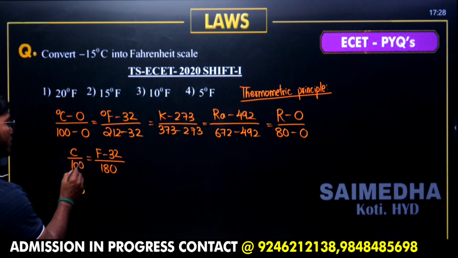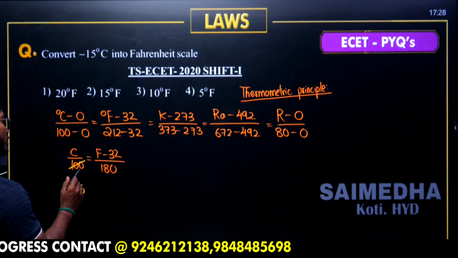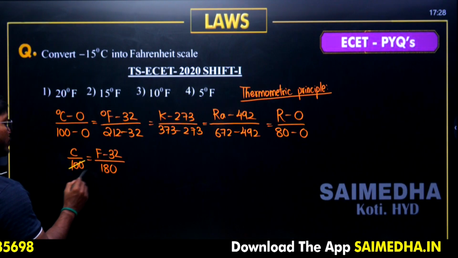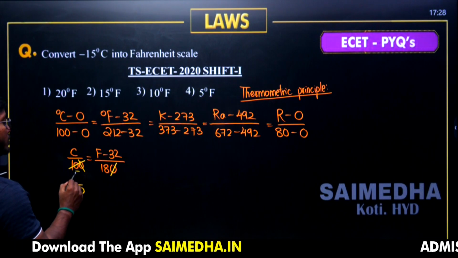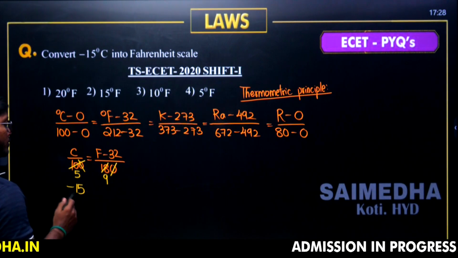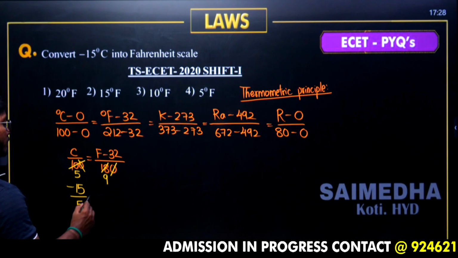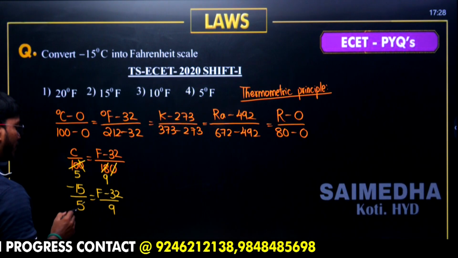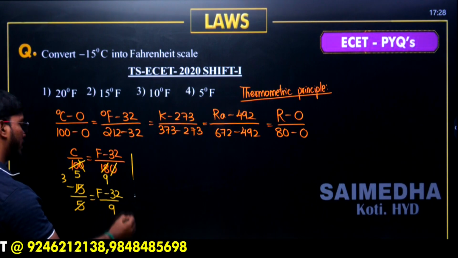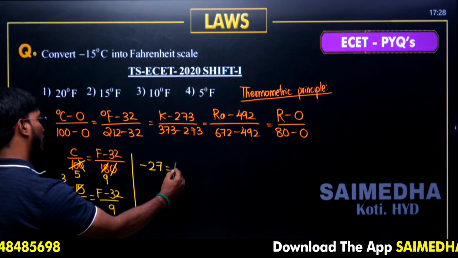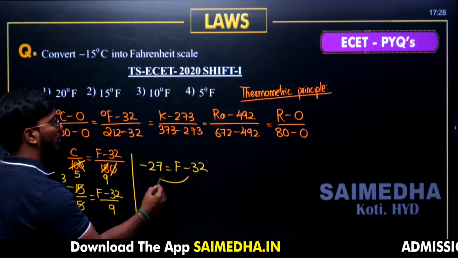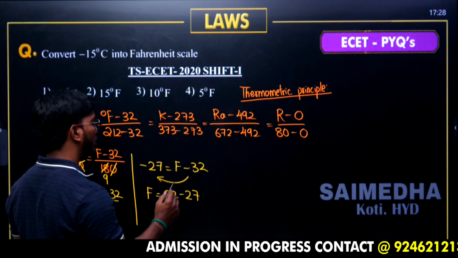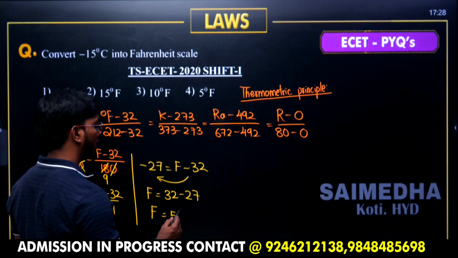Minus 15 divided by 100, with 5 we can say. Okay, this is 2, this 0 0 gets cancelled, 2 5s are 10, 2 9s are 18. So this is minus 15 divided by 5 is equal to F minus 32 divided by 9. Okay, 5 ones are 5, 3 3s are 9, 3 9s are 27. Minus 27 is equal to F minus 32. Minus 32 coming to the left hand side, it is going to become plus 32. 32 minus 27, 3 here, 2 there, 5. F is equal to 5.